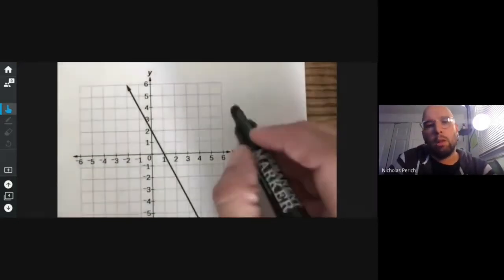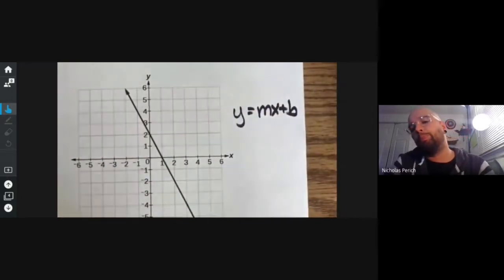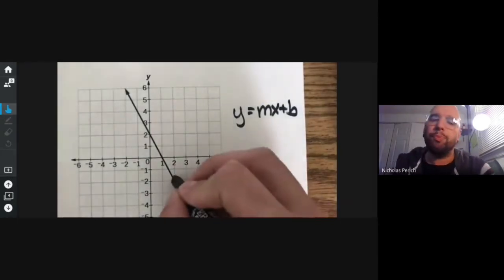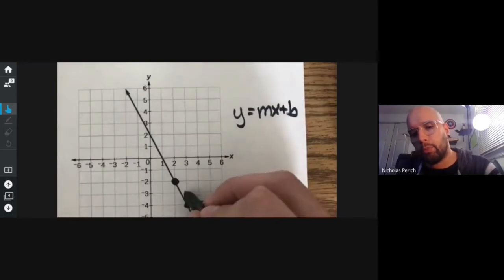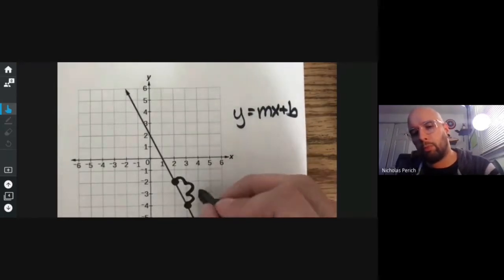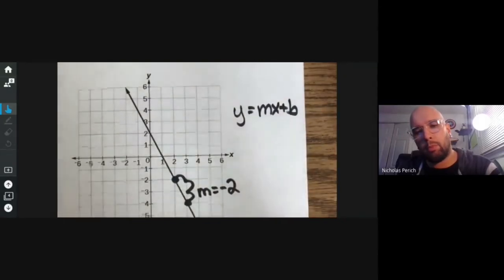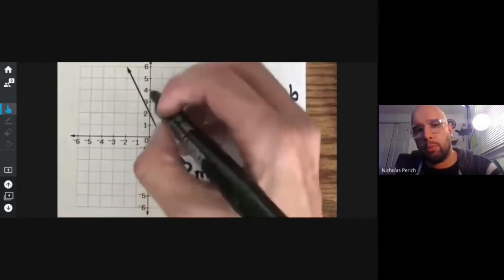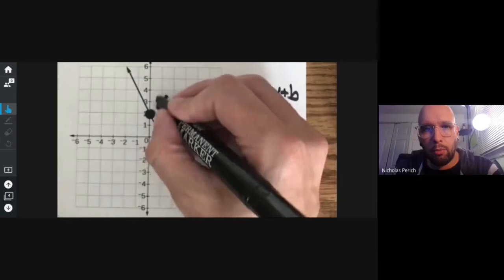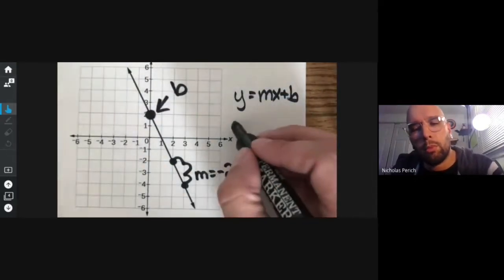My job is to find the equation of this line right here. In order for me to find the equation of a line, I need something in the form y equals mx plus b. M is the slope, b is the y-intercept. I need 2 points in order to find the slope. This is a negative slope, so it's down 2 over 1, which means the slope is negative 2 over 1, or just negative 2. My y-intercept is the spot where my line crosses the y-axis, which appears to be 2.